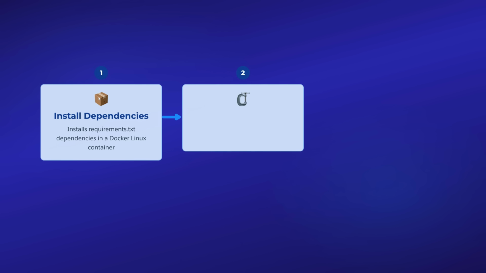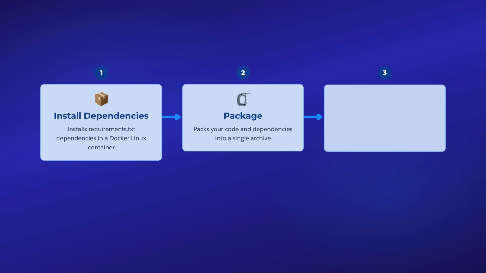So how does deployment work? The SDK first installs your requirements.txt packages inside a container whose OS architecture matches the remote Linux runtime in Data 360. Second, it packs the resulting virtual environment with compiled .so files into a portable archive. And third, it uploads that archive alongside your code to your Salesforce org.